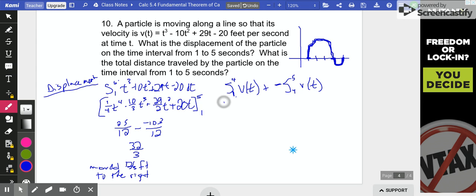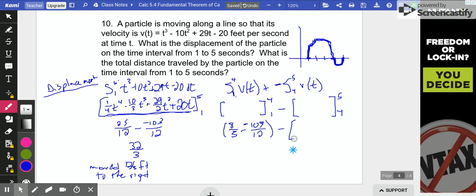So when we take the antiderivative, we get the same thing we got over here. It's the same thing as over there. We're evaluating from 4 to 1 minus, it's still the same thing as we got over there, and we're going to evaluate from 4 to 5. So when you plug in 4, you get 8/3. When you plug in 1, we get negative 103/12 again. When we plug in 5, we get 25/12. When we plug in 4, we get 8/3.